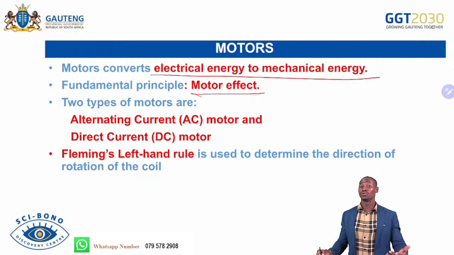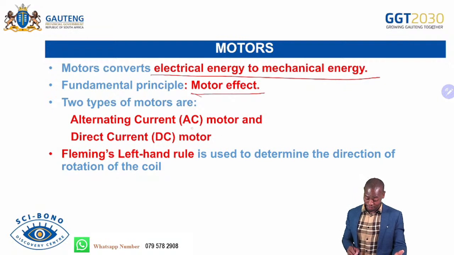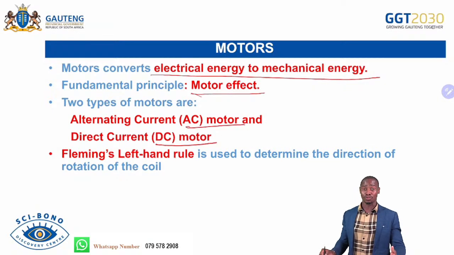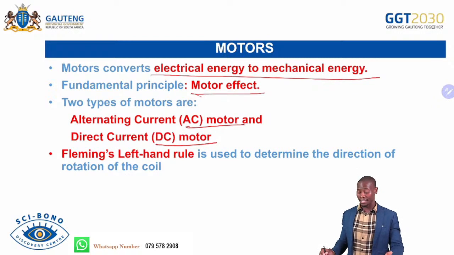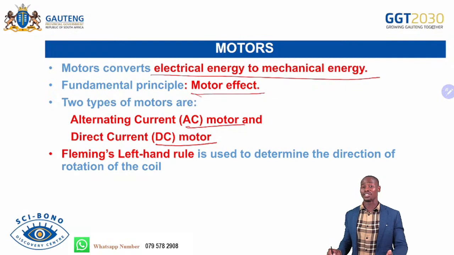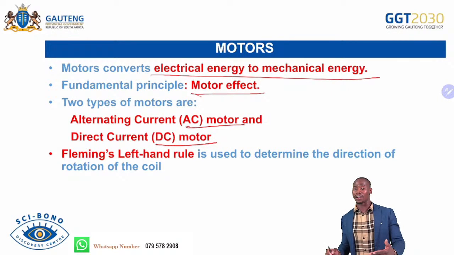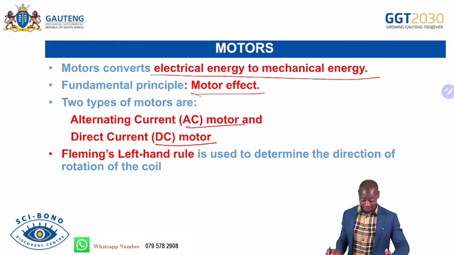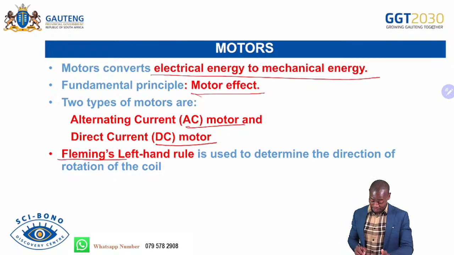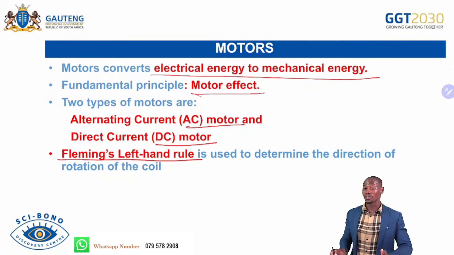Again, learners, you're having two types of motors: your AC motor and what? And DC motor. Then remember here, learners, it's about rotation of the coil, right? So how can we find the direction of rotation of the coil, whether the coil rotates clockwise or anti-clockwise? We use Fleming's left-hand rule. So it's Fleming's left-hand rule for motors, and then Fleming's right-hand rule for generators.